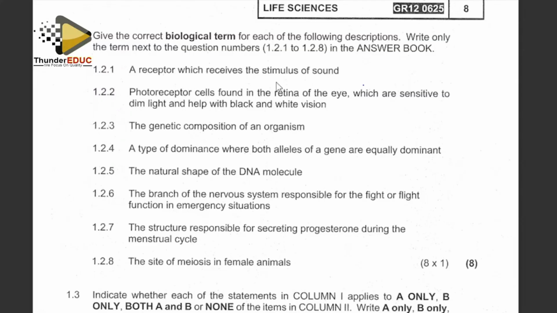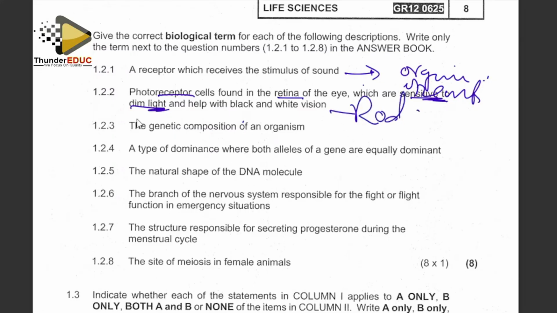Receptor which receives stimulus of the sound. How do you call that receptor? We call it organ of Corti. They're saying receptors found in the retina of the eye which are sensitive to dim light and night light and black and white vision. We call it rods. Genetic composition of an organism, we call it what? Genotype.